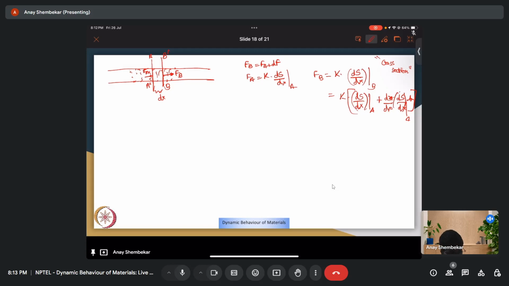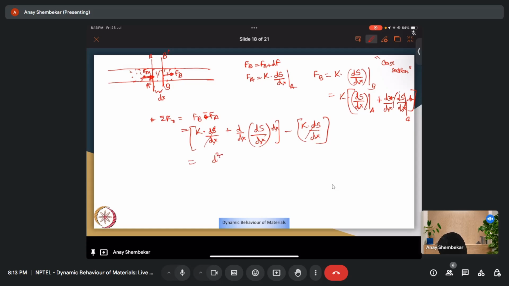It's not how we normally see it, but from this we can determine the net force, summation Fx, is equal to Fb minus Fa, which is k times (ds by dx plus d by dx of ds by dx times dx) minus k times ds by dx, which is basically d square s by dx square into k into dx.